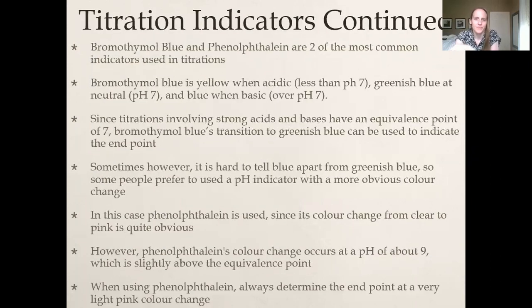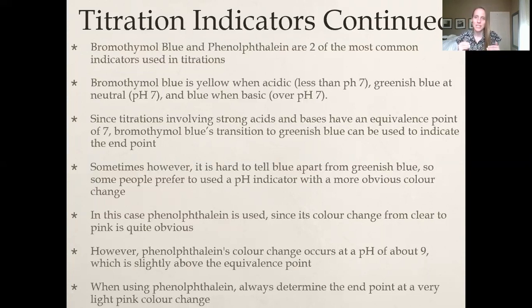So the two most common indicators are bromothymol blue and phenolphthalein. Bromothymol blue will be yellow if it's acidic, green around neutral, and then blue when it's basic. So it has the most notable color change happening when it goes from yellow to blue, around 7, with right at 7 being green. Anytime you have a titration where you have both a strong acid and a strong base, or a weak acid and a weak base, then you would choose to use bromothymol blue.